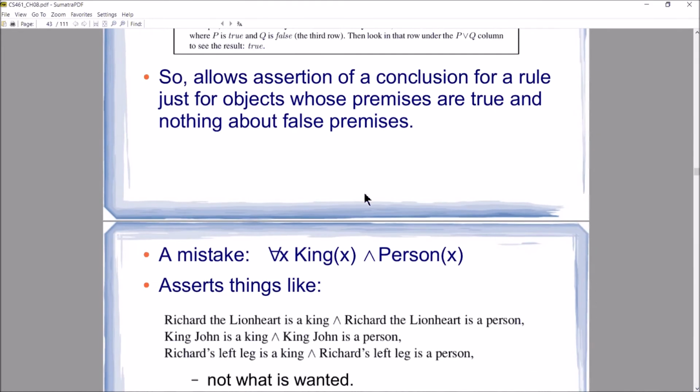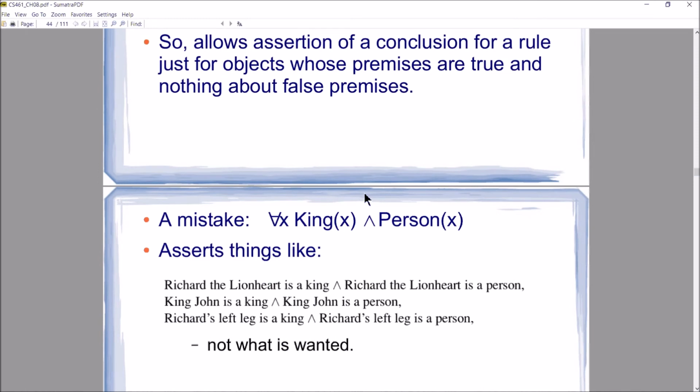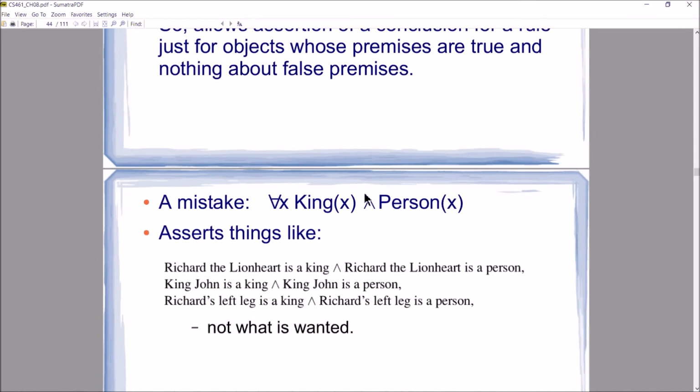All right, so here's a common mistake the textbook points out. Sometimes when people want to say, if it's a king, then it's a person, you might write a sentence that looks like this: for all x, King(x) and Person(x). What that's doing is making assertions like: Richard the Lionheart is a king and Richard the Lionheart is a person. King John is a king and King John is a person. Richard's left leg is a king and Richard's left leg is a person.